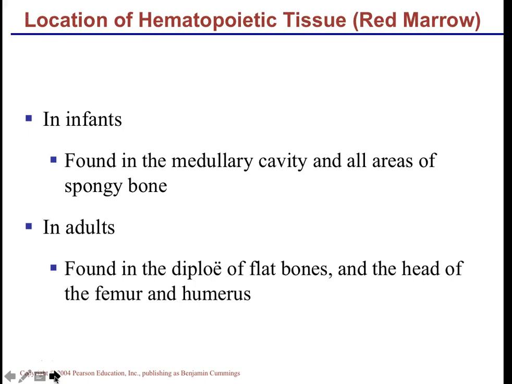All right. I don't need you to know this, but obviously infants have way more red bone marrow than adults, and they tend to have it in a lot of the long bones as well as the flat bones. In adults, as you can tell, it's going to get less and less. So it's just like the head of the femur and the humerus and the diploe of flat bones, but I'm not going to ask you questions about that.